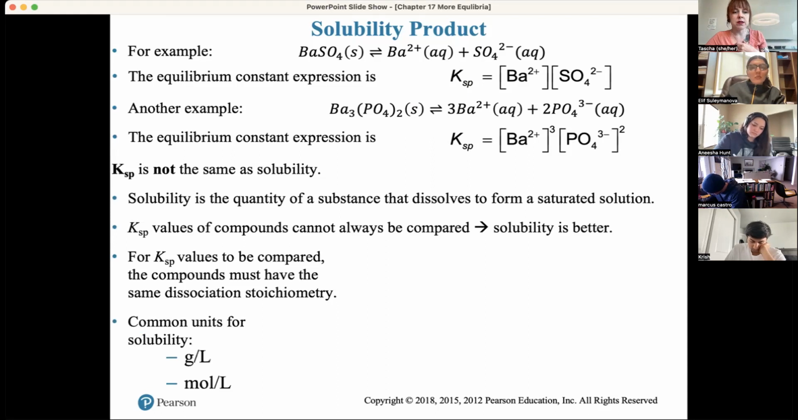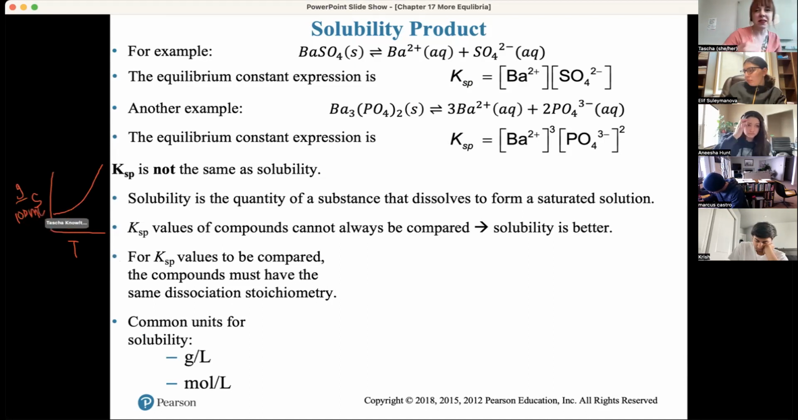We could use grams per liter, technically. I don't know if you remember that one chart where this was temperature, and this was solubility, and it was in grams per 100 milliliters. That's another one. That's basically grams per liter. So that's a common one, right? How many grams can dissolve in 100 milliliters?